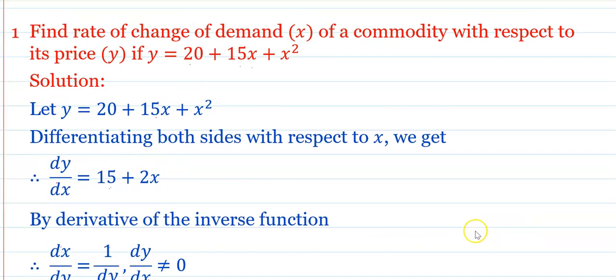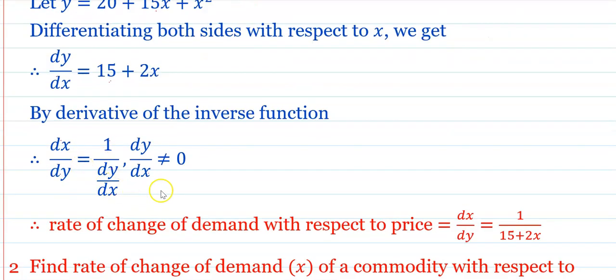म्हणजे प्रत्येकदा काय करणार की y आलेला असेल तुम्ही डिफरन्शिएट फर्स्ट ऑफ ऑल विथ रिस्पेक्ट टू x. Then we want to find out the rate of change of demand with respect to its commodity price, means dx upon dy.